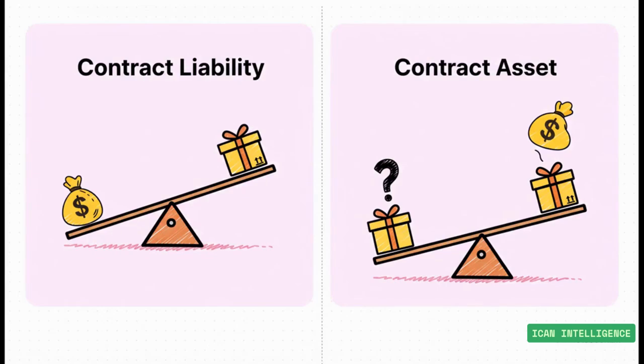Okay, one last thing before we recap. IFRS 15 introduces 2 key terms for our balance sheet. A contract liability is simple. It's when the customer pays you upfront. You have their cash, but you still owe them the service. It's basically deferred revenue. A contract asset is a bit different. That's when you've done the work and earned the revenue, but you can't send the bill just yet because some other condition has to be met first.